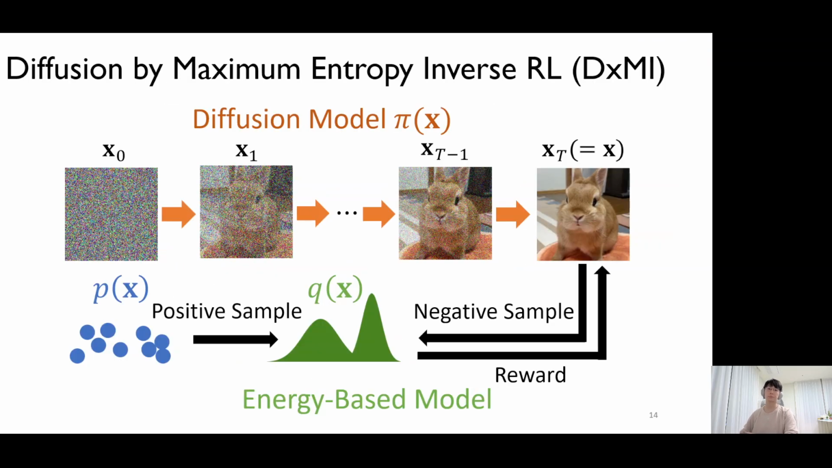So using generalized contrastive divergence as the objective function, we propose a joint training framework called diffusion by maximum entropy inverse RL, or D by ME. Here, the diffusion model is trained using the EBM as a reward, and the EBM is trained in a contrastive manner where the energies of the training data are decreased, while the energies of diffusion model samples are increased.